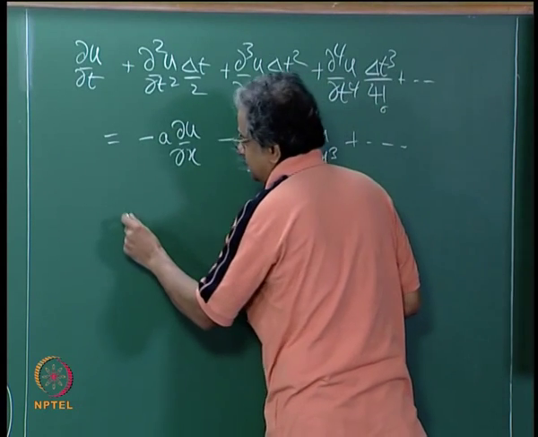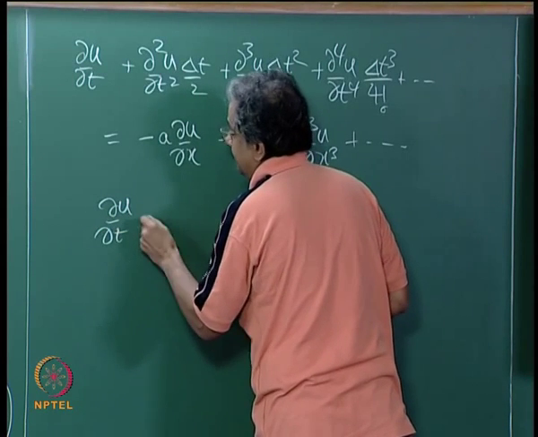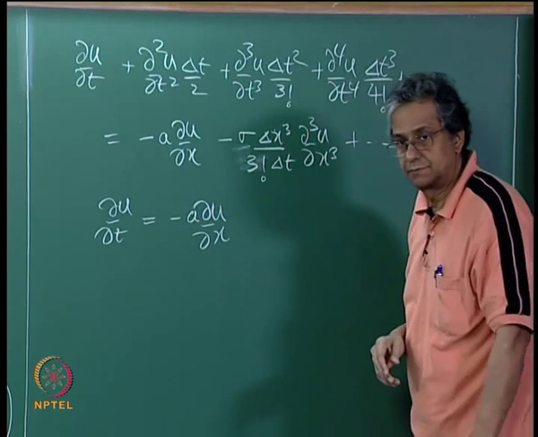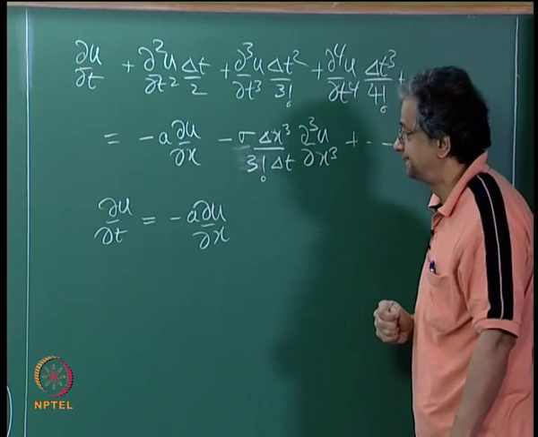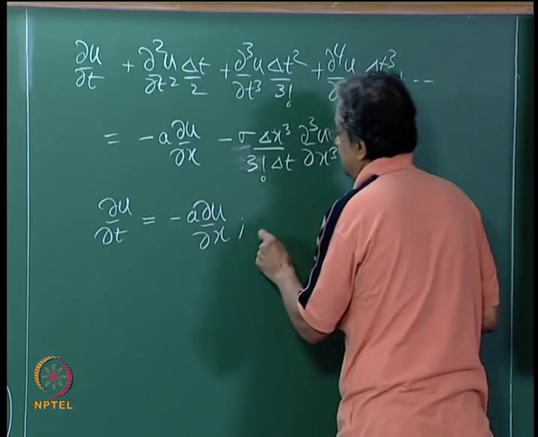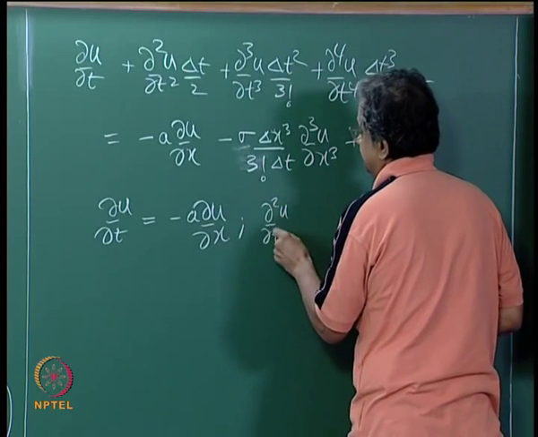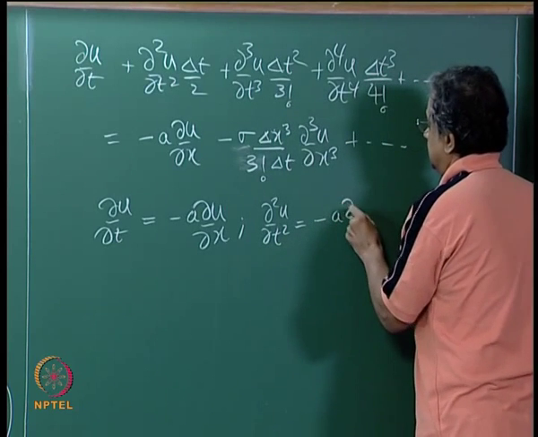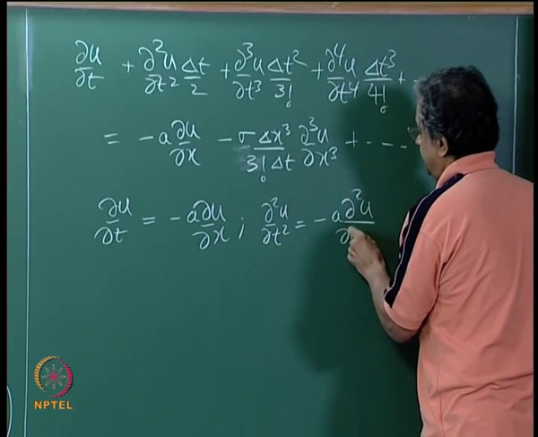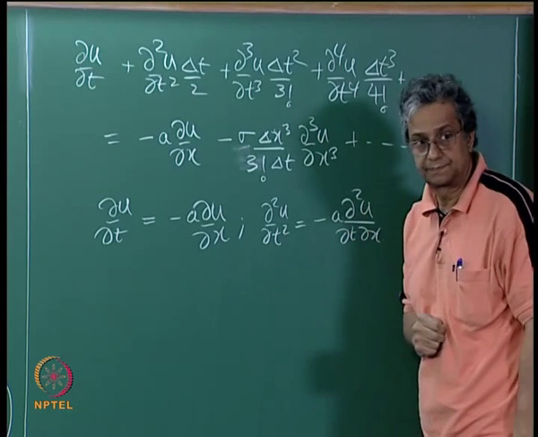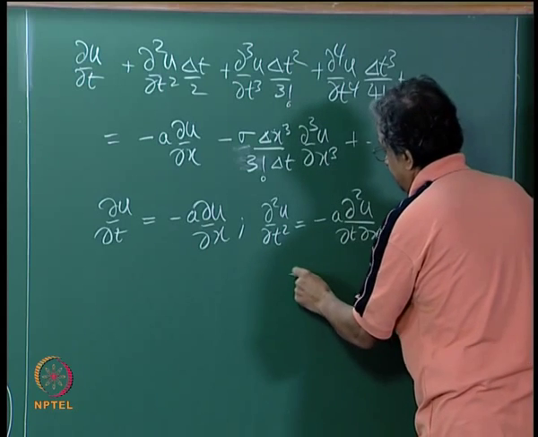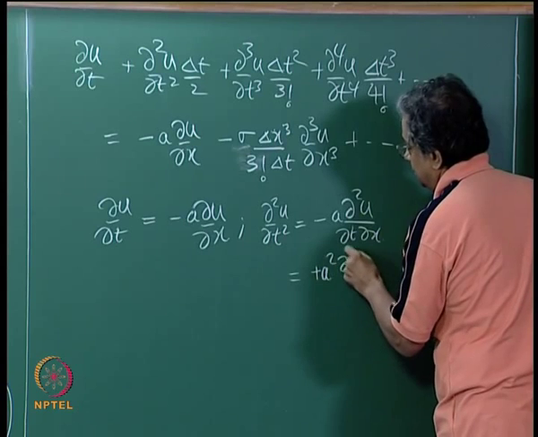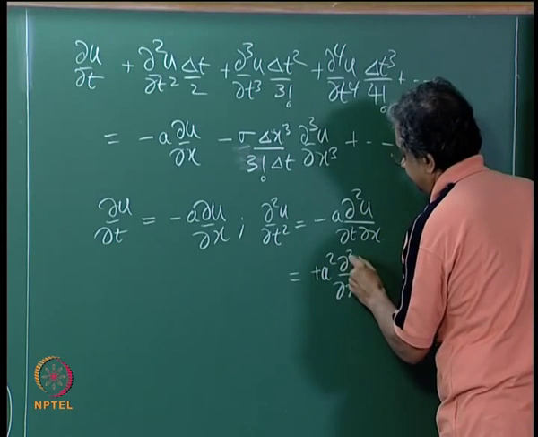So the game that we play is this. If you say that dou u dou t equals minus a dou u dou x, this is our differential equation, okay. Then dou squared u dou t squared equals minus a dou squared u dou t dou x equals minus or plus a squared dou squared by dou x squared of u.